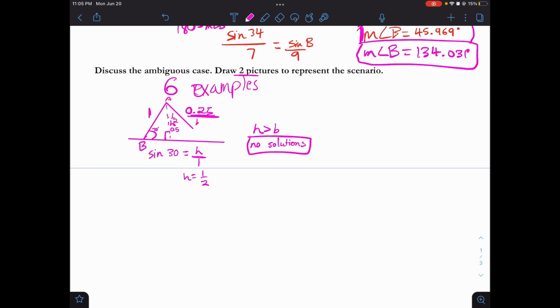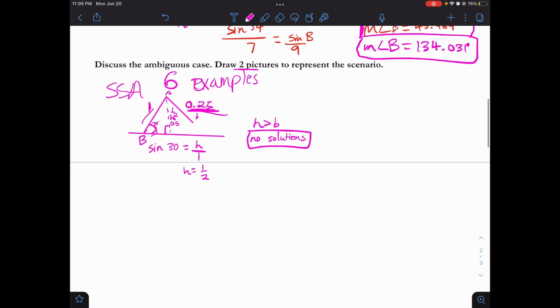That's an ambiguous case, and this is an ambiguous case because this is SSA. We have a side given to us, we have a side given to us, and we have a non-included angle. And another example would be when there is one solution. So let's draw the same thing, but this time this is 1, this is 30, right? And we're given that.